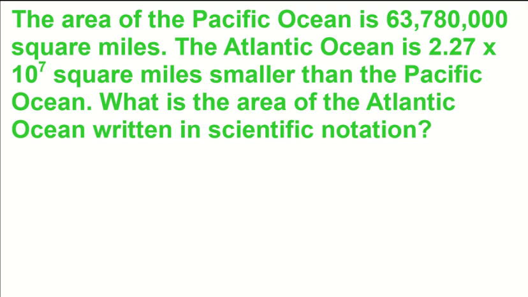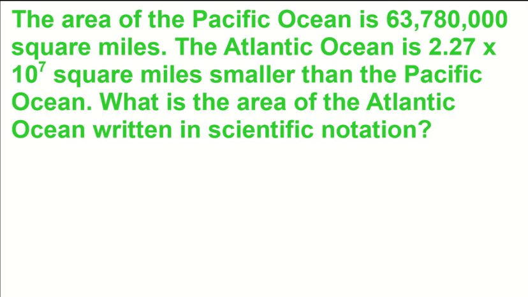All right, so let's start with what we got right here. We got the area of the Pacific Ocean is 63,780,000 square miles. The Atlantic Ocean is 2.27 times 10 to the 7th square miles smaller than the Pacific Ocean. We need the area of the Atlantic Ocean written in scientific notation.